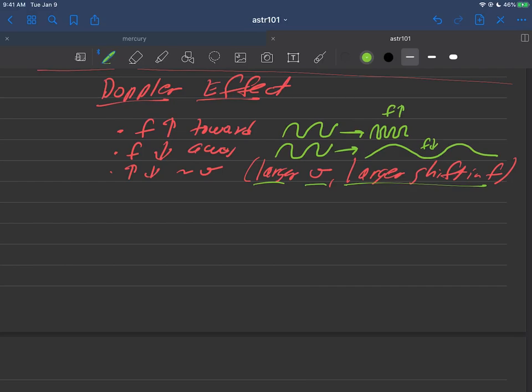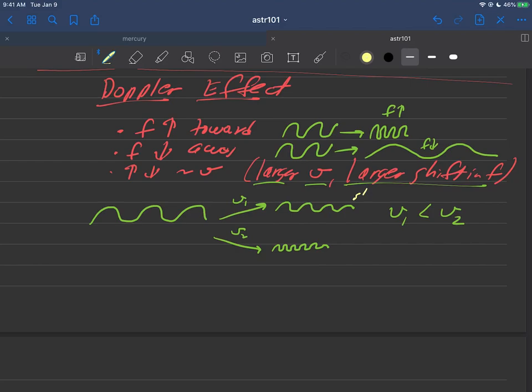So, for example, you might have a wave like this at its source, and if you move it at one speed towards an observer, the waves might suddenly look like that. But if you move at a different speed, again towards the observer, the waves might look like this. And from these two diagrams, I can clearly conclude that V1 must be less than V2. In other words, this speed right here, although it is moving towards the observer and producing the Doppler effect, must be the slower speed, and this must be the faster speed.